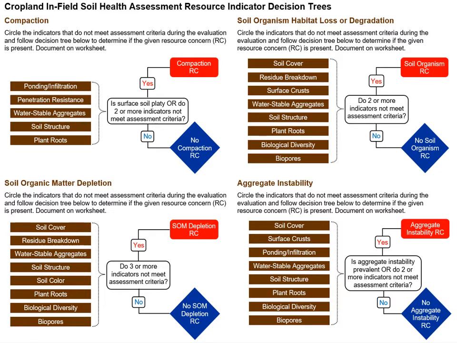So then we look at that, and the next part of this decision tree is a box where it asks a question. For example, do 2 or more of the indicators not meet assessment criteria? Or here for organic matter depletion, do 3 or more of the indicators not meet assessment criteria? So again, that goes back into how many you said no to on the other side of this page, that they didn't meet assessment criteria. And if there were 3 that didn't meet, then you would say yes, soil organic matter depletion is a resource concern.